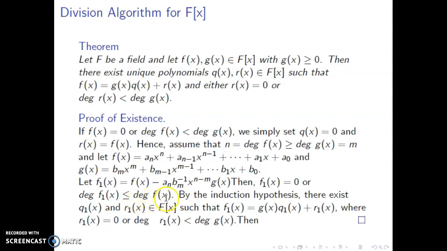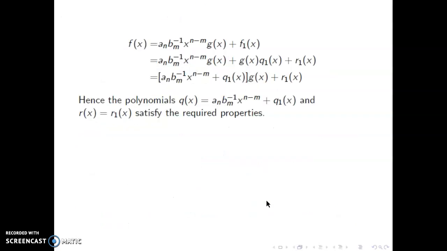By the induction hypothesis, there exist q1(x) and r1(x), which are polynomials over F, such that f1(x) = g(x)q1(x) + r1(x), where r1(x) is 0 or degree of r1(x) is less than degree of g(x). Then I can write f(x) as a_n b_m^(-1) x^(n-m) g(x) + f1(x).